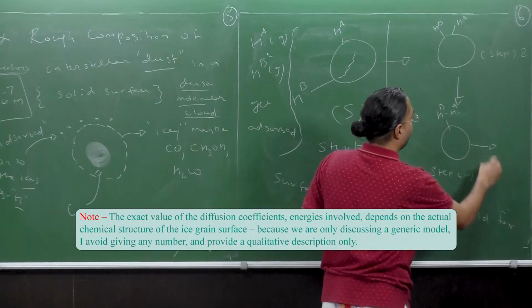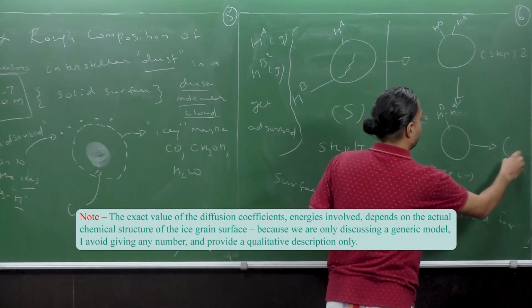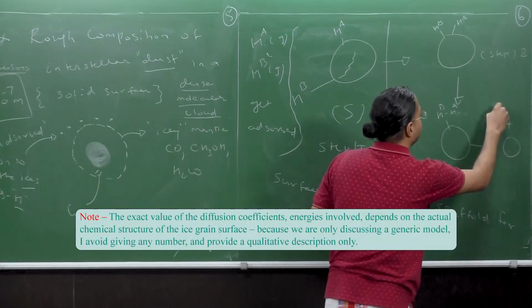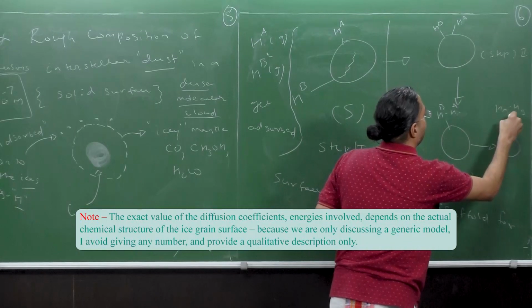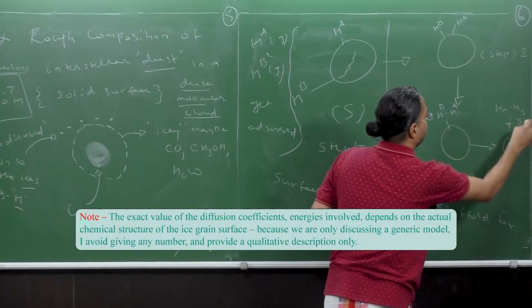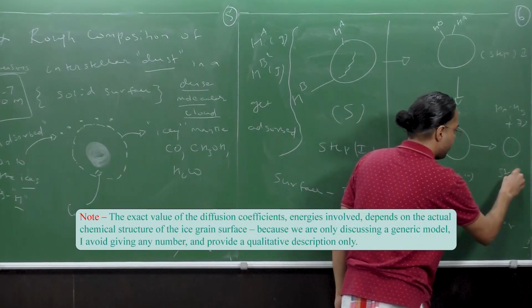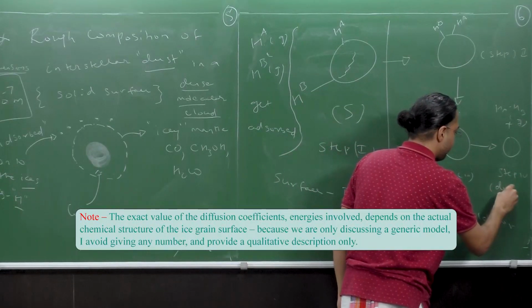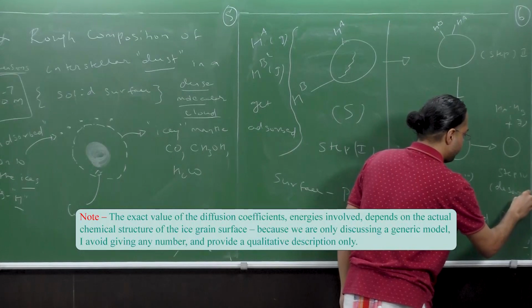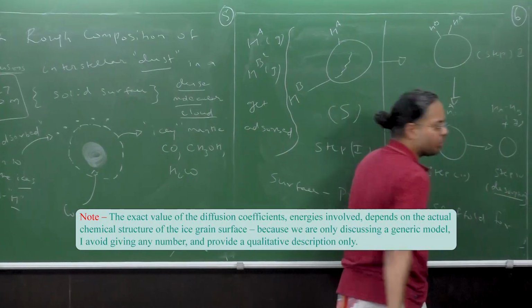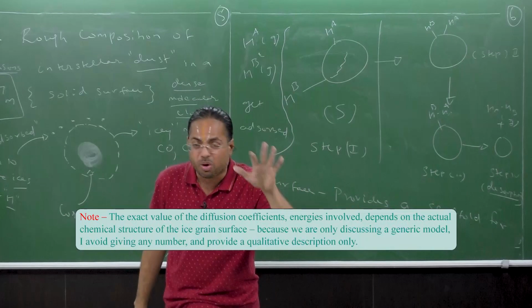and in step 4 you have desorption. This is just the surface plus HAHB in the gas phase. Are we clear? Okay, so this is step 4, which is desorption.